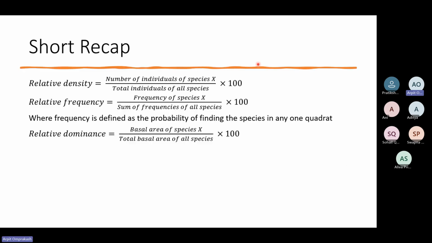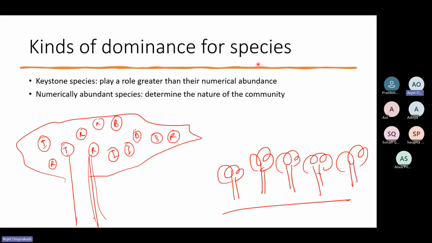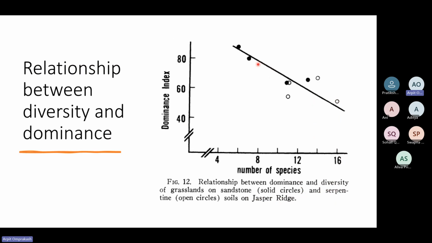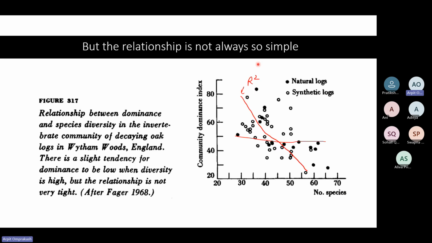Then we talked about community organization, where we talked about keystone species. Keystone species are species that play a greater role than their numerical abundance. Then there are the numerically abundant species, and both of these are dominant species. Then we talked about the community dominance index and the relationship between diversity and dominance. As the dominance index increases, diversity decreases, but this relationship is not very straightforward.